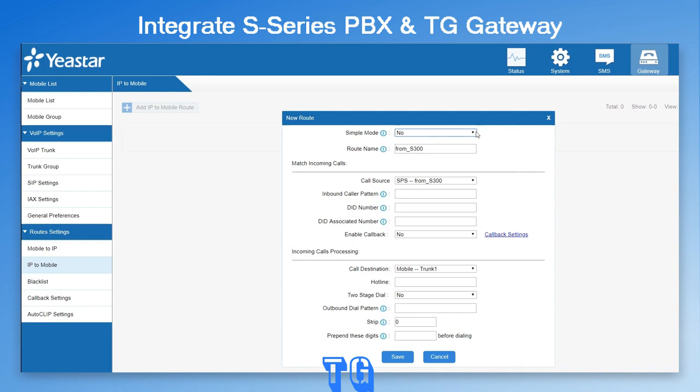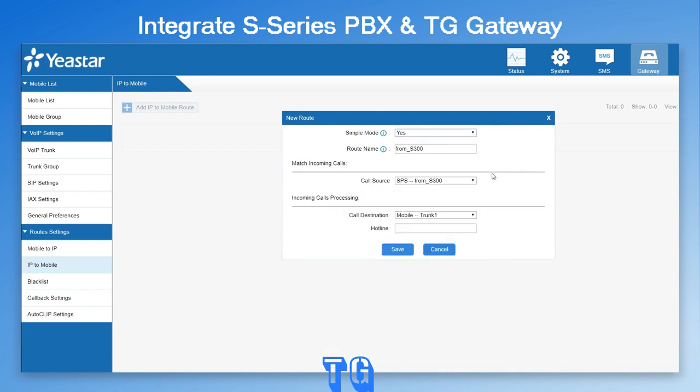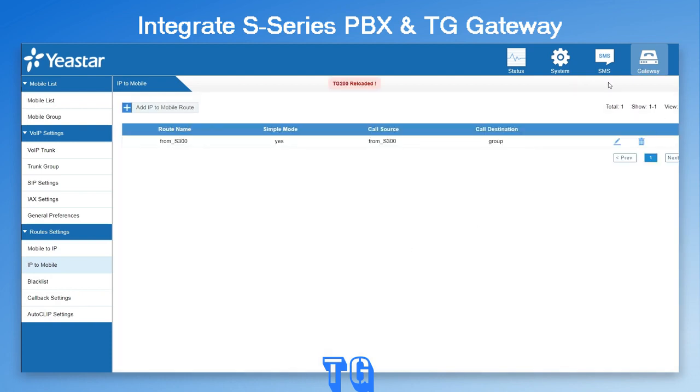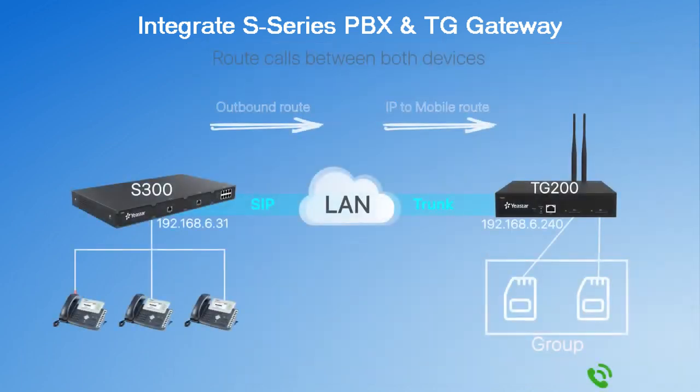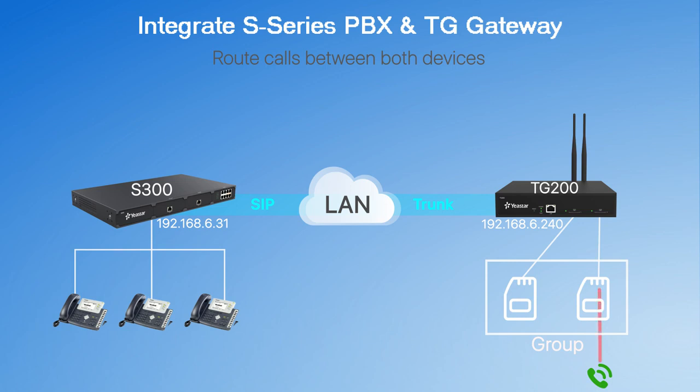We simply choose Yes to allow all calls. Set the call source to the VoIP trunk we've created. In the destination, choose the mobile group. Save and apply the configurations. Now, all outgoing calls from the PBX will be sent out through the SIM cards available. Next, we're supposed to figure out routing incoming calls from these SIM cards to reach internal users of the PBX.